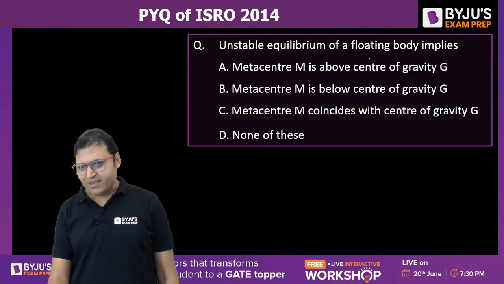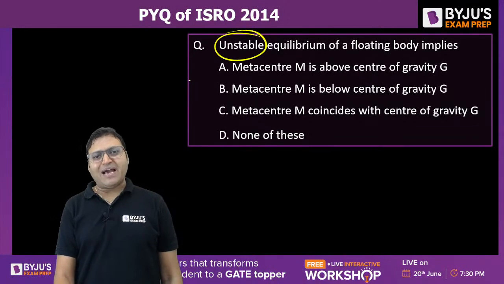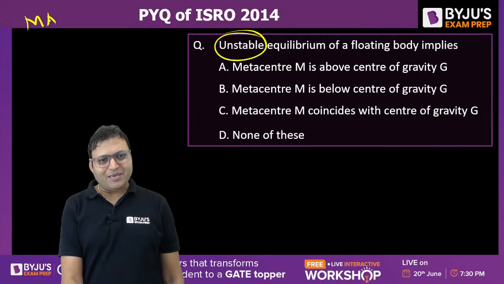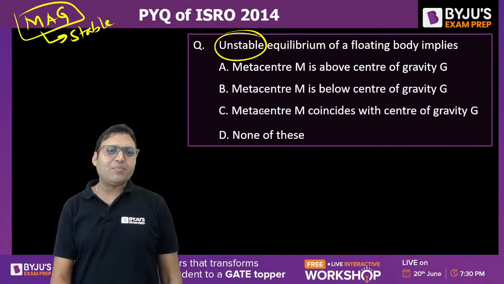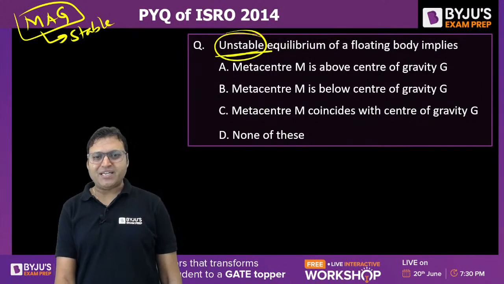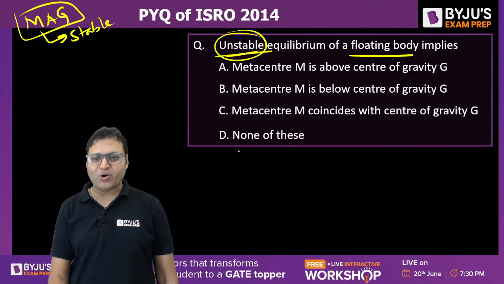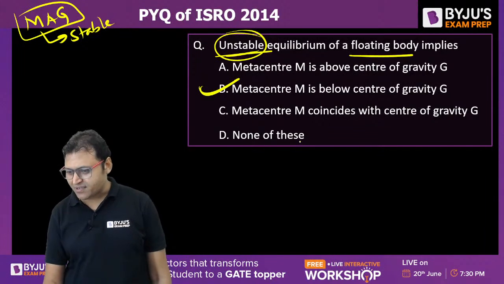For unstable equilibrium of a floating body, it is about the unstable case. You must remember MAG for stable: the metacenter must lie above G. But because the question is about unstable equilibrium for a floating body, the metacenter must lie below the center of gravity. B is the answer.